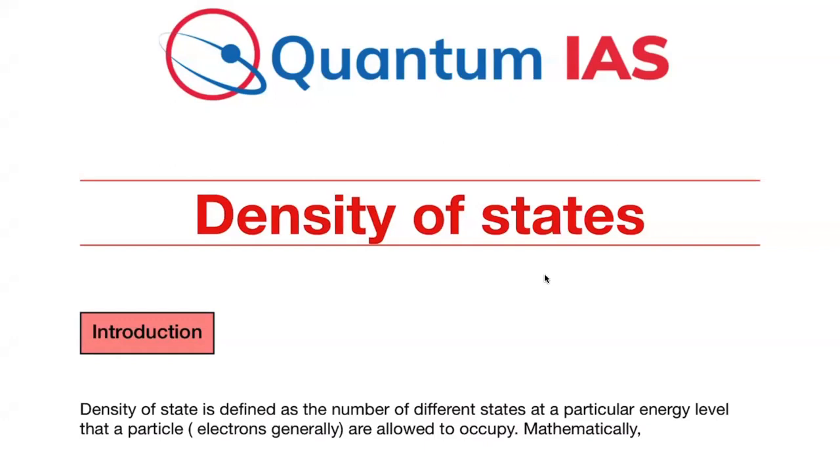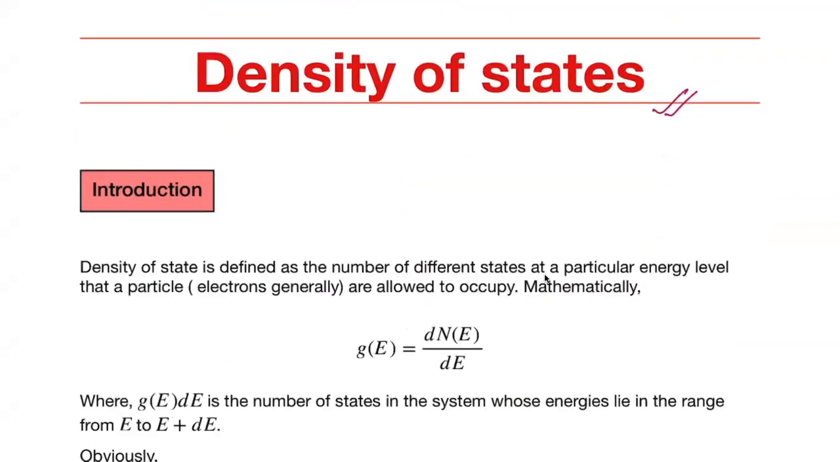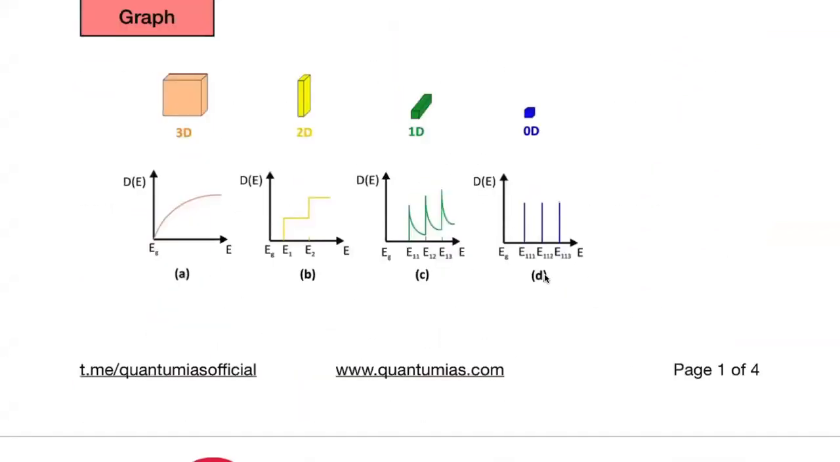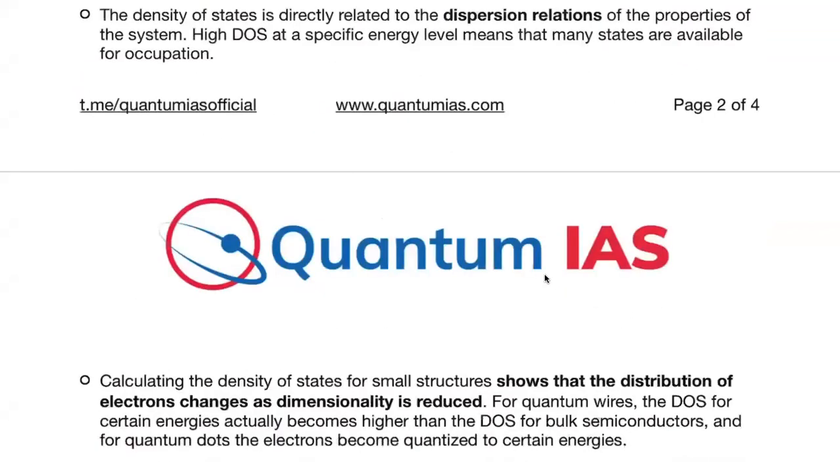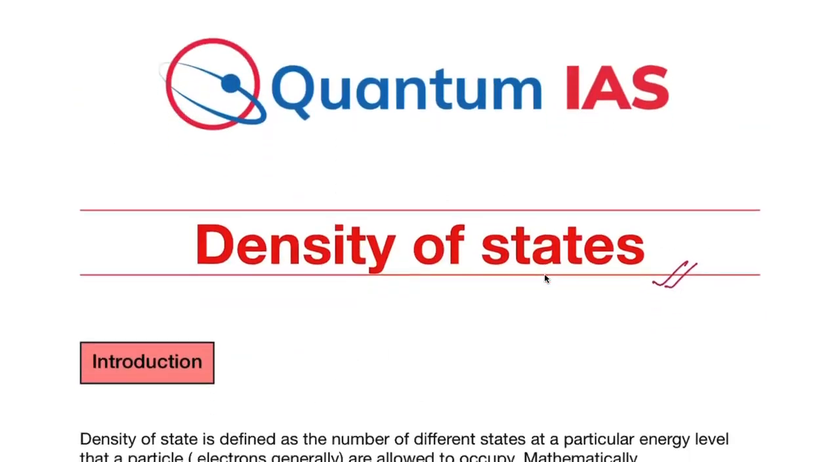So the first topic in this series is the density of state, and it is written in quantum mechanics, module 1 of paper number 2. So density of state, we will study. This is the handout that you will be given. You can check the description of this video for this handout also.